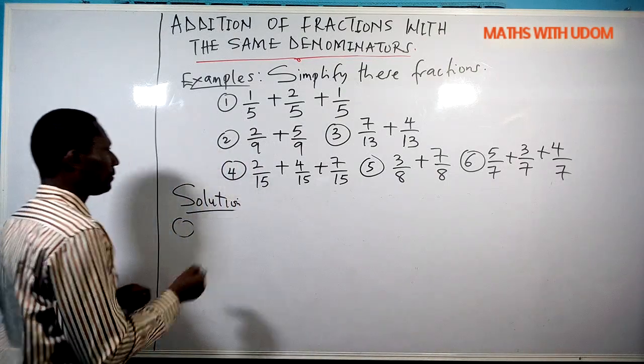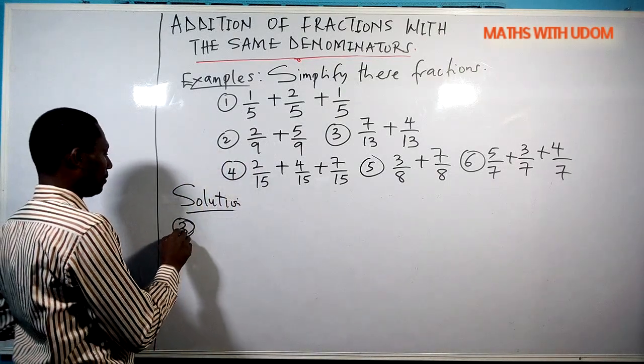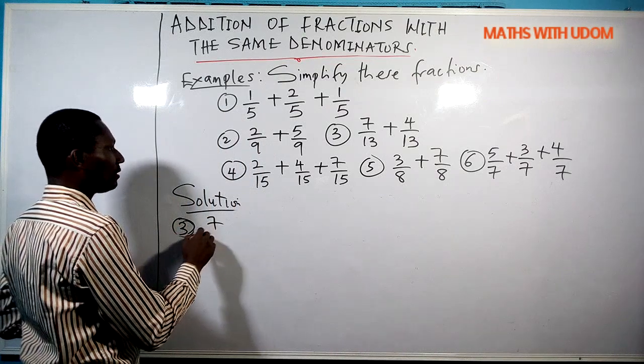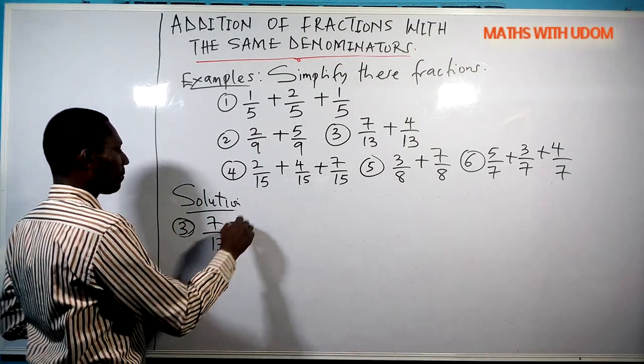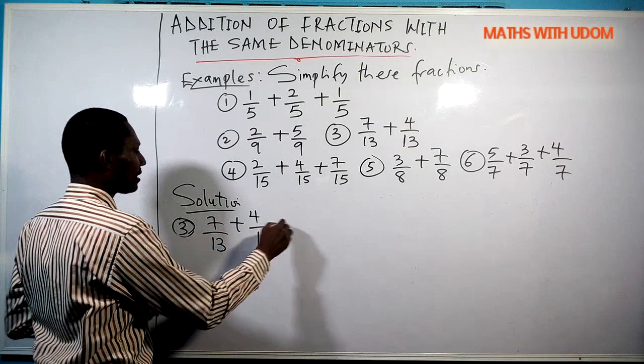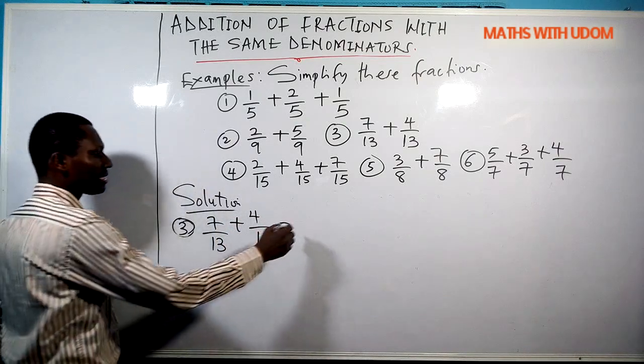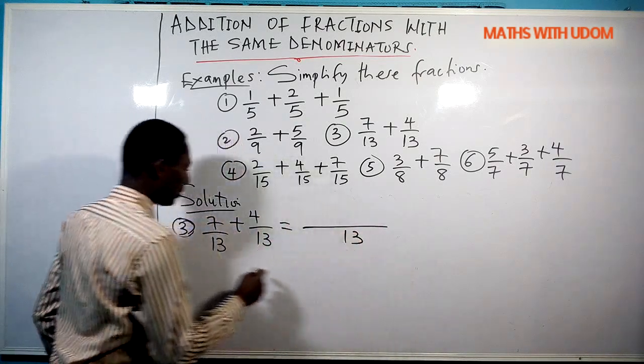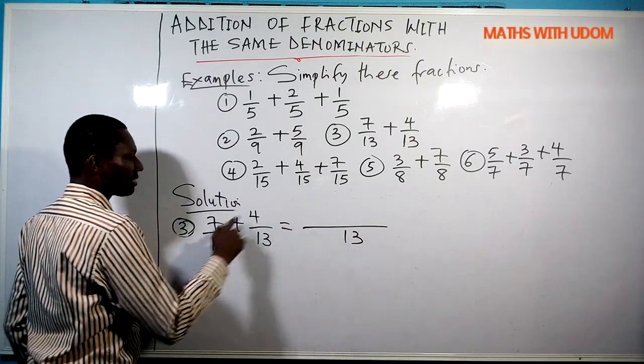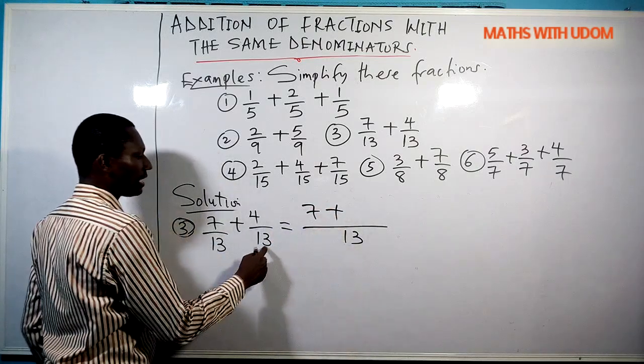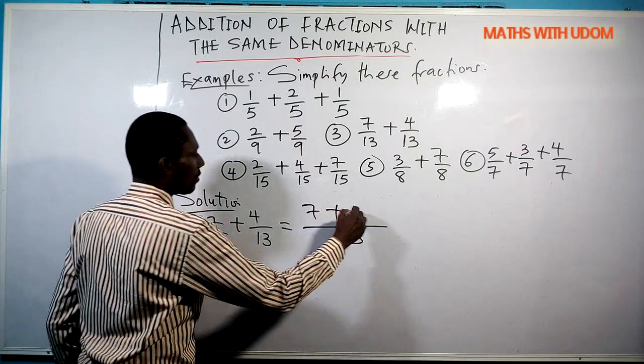What's example 3? What do we have there? We have 7 divided by 13 plus 4 divided by 13. Our LCM is 13. So 13 in 13, 1. 1 times 7 is 7. Plus 13 in 13, 1. 1 times 4 is 4.